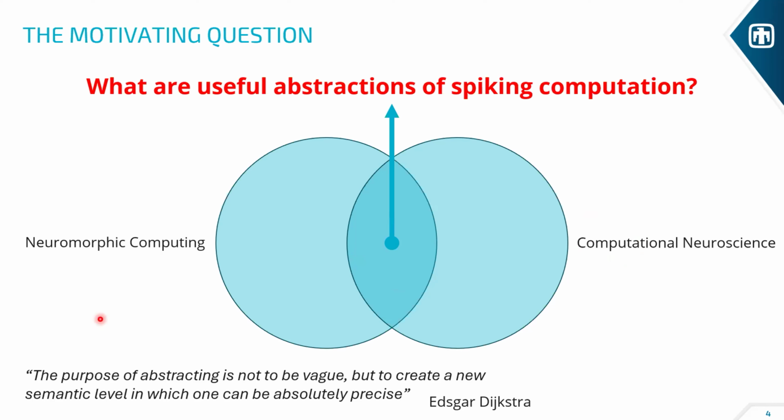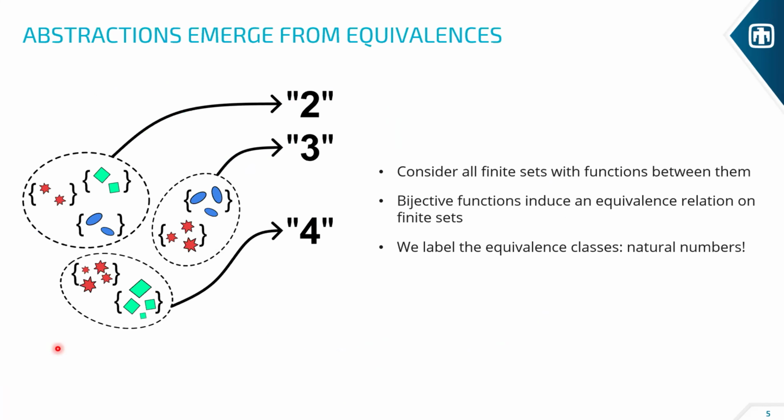So I really like this quote from computer science about the purpose of abstraction. It goes, the purpose of abstracting is not to be vague, but to create a new semantic level in which one can be absolutely precise. So I want to spend a little bit of time talking about what abstractions are and where they come from. And this is going to be kind of out of left field, but I think it's fun for me to think about at least. But natural numbers are a useful abstraction. Where do they come from? How would I construct them?